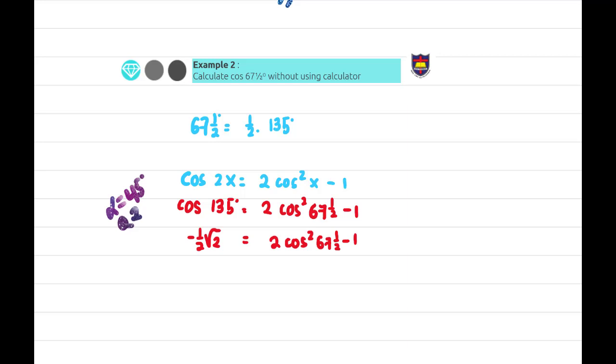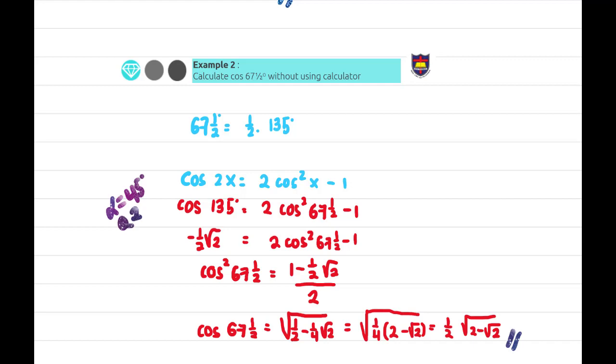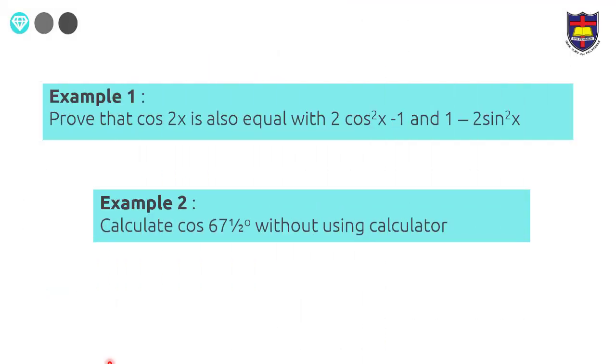Next, we will find out cos square 67.5, which is 1 minus a half square root of 2 over 2. Then, the value of cos 67.5 becomes square root of, so now it can be simplified. Yes, now you got your first diamond point. Let's continue until the end and have some more diamond points.